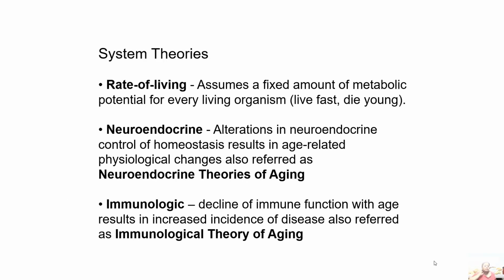Now, system theories. What is the rate of living? It assumes a fixed amount of metabolic potential for every living organism: live fast, die young. Then the neuroendocrine theory: alterations in neuroendocrine control of homeostasis result in age-related physiological changes, also referred to as the neuroendocrine theories of aging. Then we have immunology. The decline of immune function with age results in increased incidence of disease, also referred to as the immunological theory of aging.